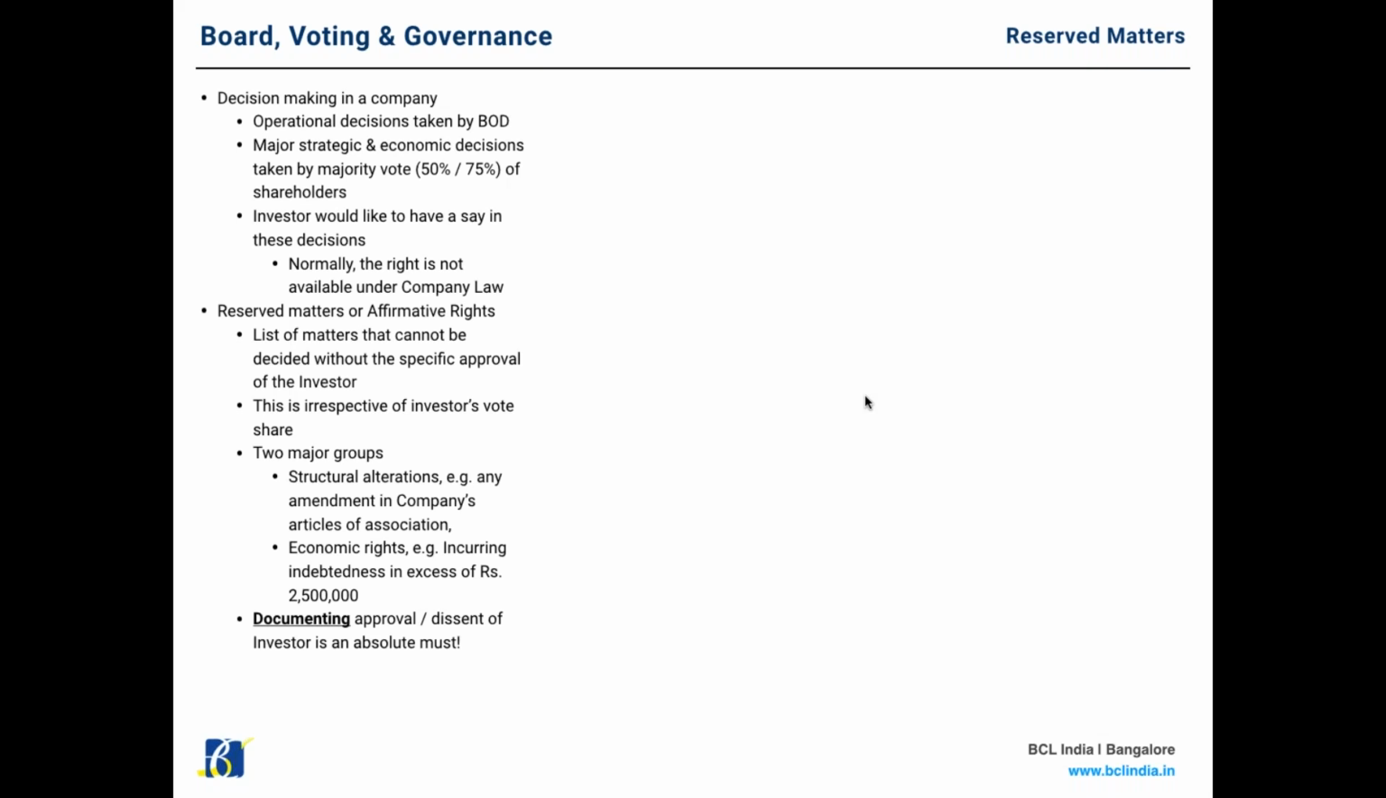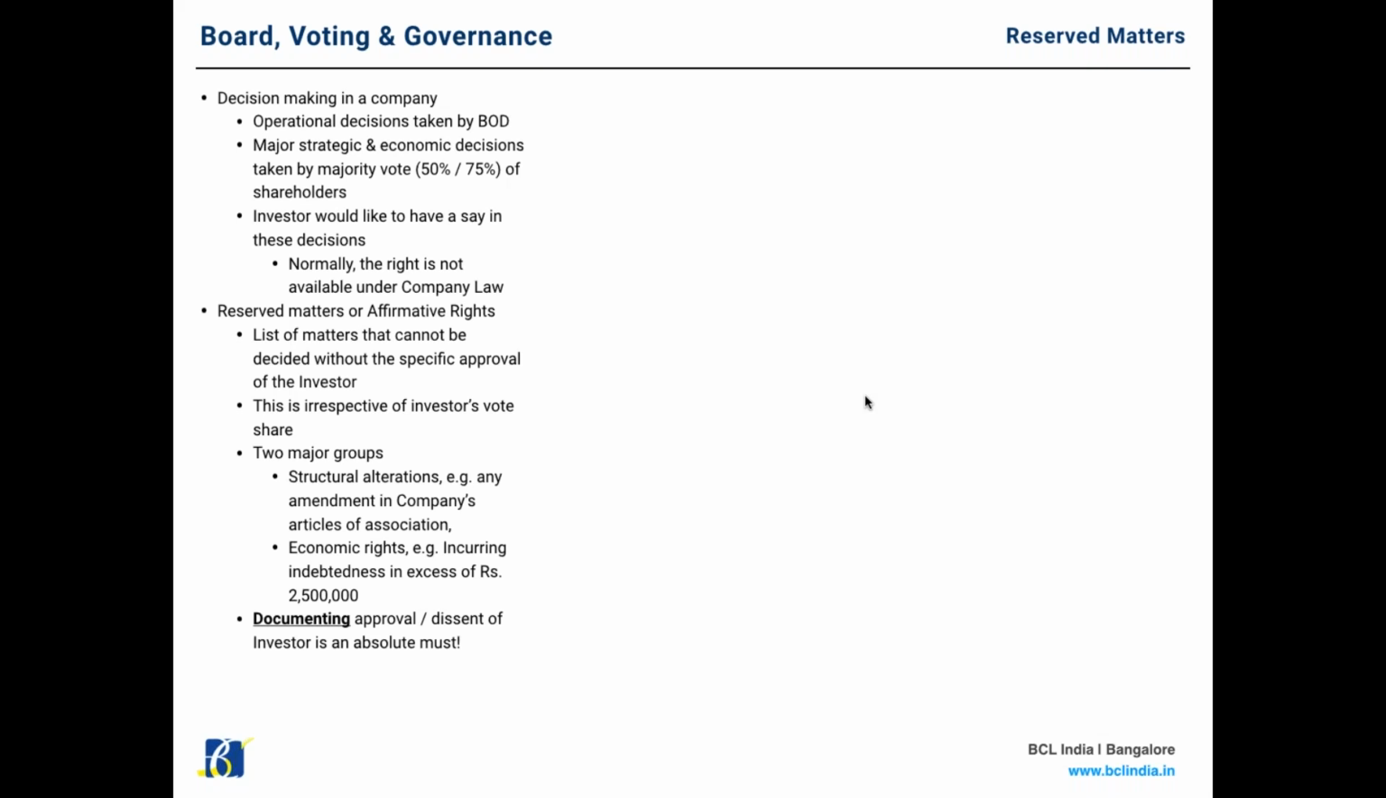And there are two major groups: structural alterations in the company, such as change in the capital structure, bonus shares, any share split that you want, share consolidation that you want to do, or economic rights. For example, if you want to take a loan from a bank and the value is beyond 25 lakhs, you would need the approval of the investor.